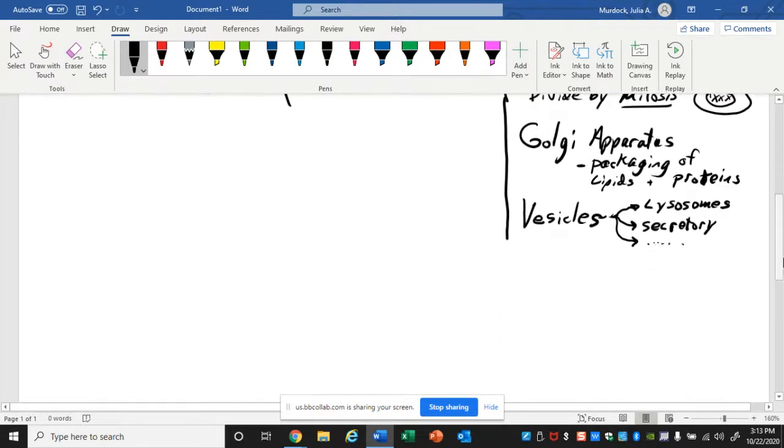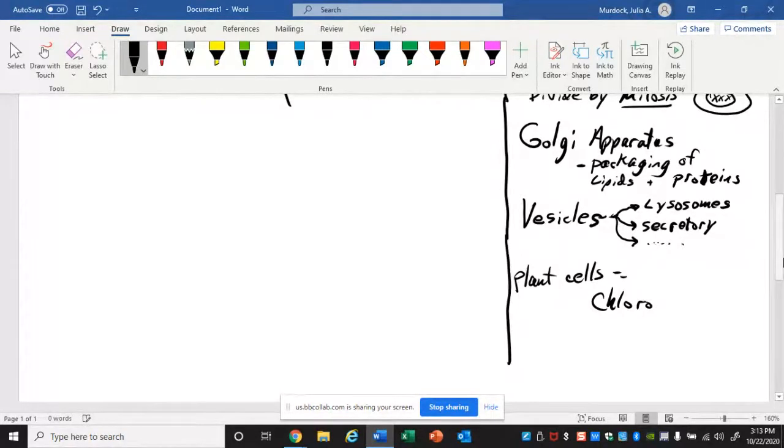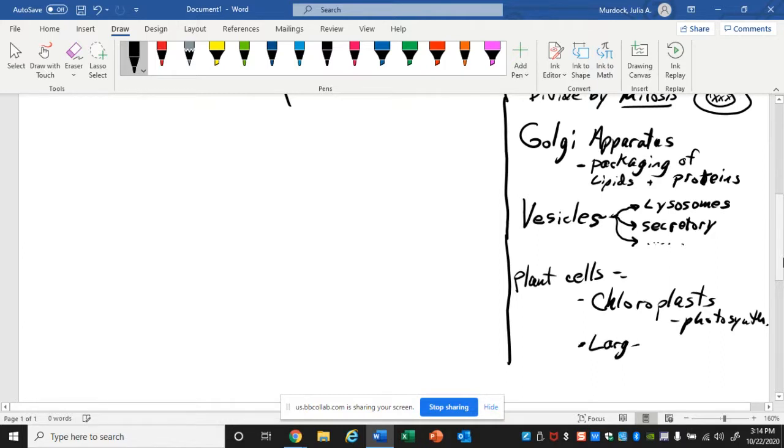Okay, there's another really, really important one that plant cells have. Plant cells have what? Chloroplasts. Yes, chloroplasts. Remember, that's definitely part of the endosymbiotic theory, and they do photosynthesis. And plant cells also have, a good way of organizing this, I'm just going to say it, very large central vacuoles.